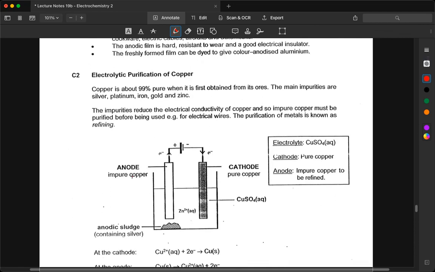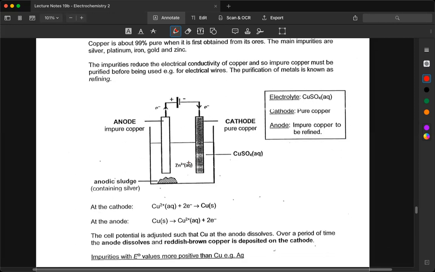So if we want to purify the copper further, we can actually carry out this process. Why do they still want to do that? Because yes, it's 99% pure, but this 1% impurity will still affect the electrical conductivity. So if you want to improve the conductivity further, you will need to purify it. That is the reason.